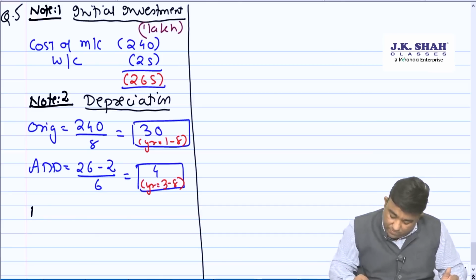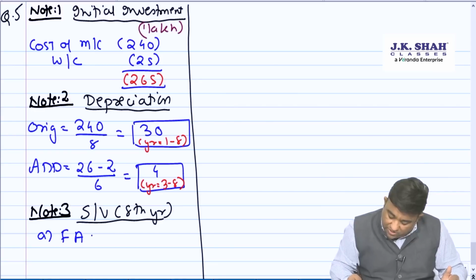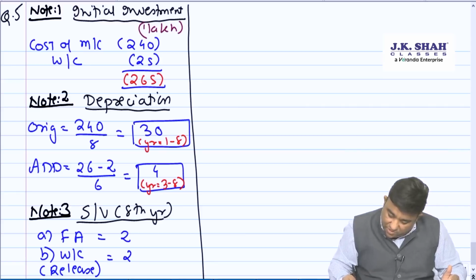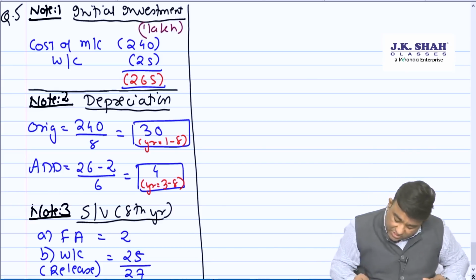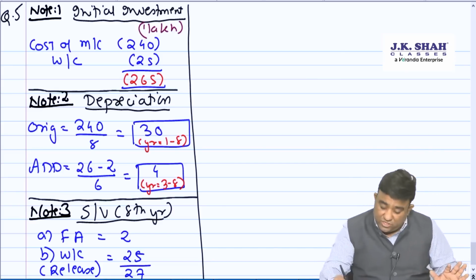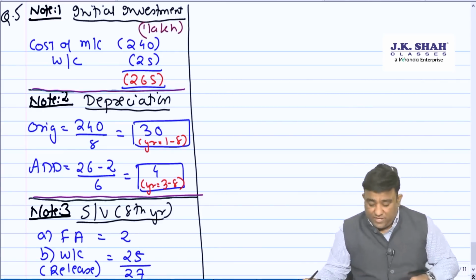And note 3, I always compute scrap value, which is at the end of 8th year. For me, there will be 2 inflows of scrap value. One is fixed asset 2 lakh and working capital, which I always add in the form of release of working capital, which is by default 25. So last year it has to be an inflow of 27 lakh. See, this is a benefit that everything is structured with us: investment, depreciation and scrap value.